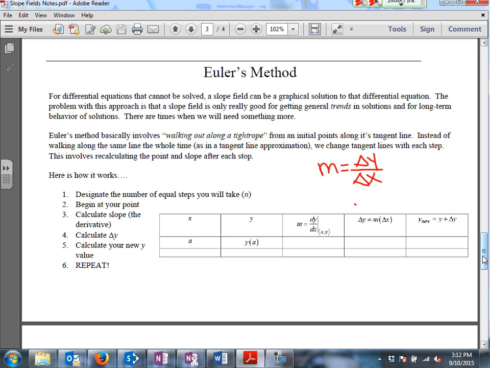Okay, so if I rearrange this and I multiply the change in x over, we have this, right? So after we figure out what our tangent line slope is, we're going to figure out what our change in y is and add that to our old y value to get where we're going to start for our next tangent line. Okay? So let's see how this is going to work.